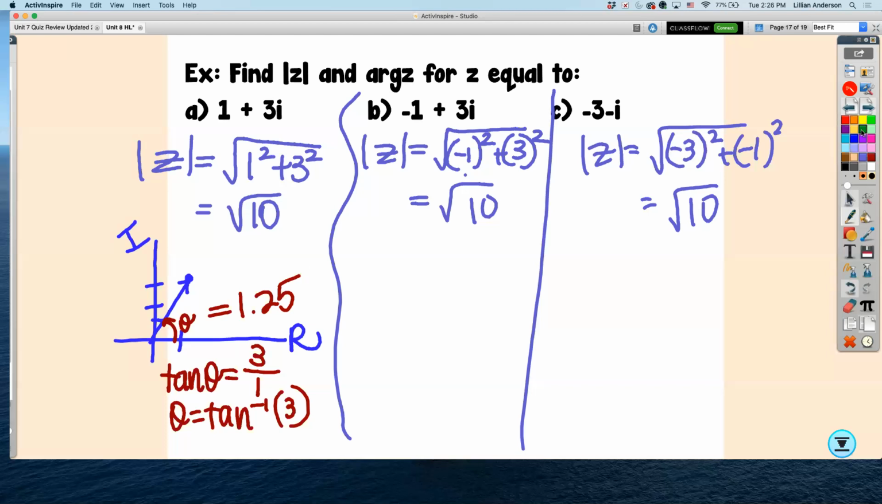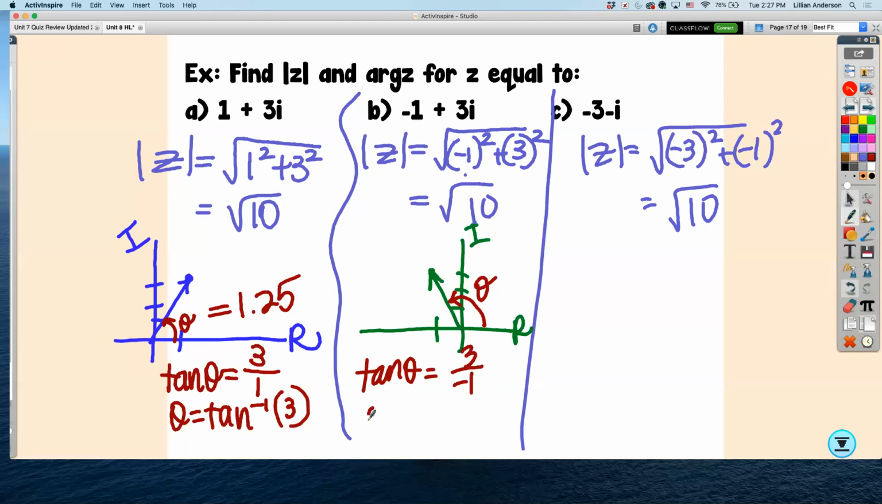And B, what quadrant am I in? Yep, the second, because my real is negative and my imaginary is positive. So the angle I'm going to be looking for is this one here. Again, tangent theta is equal to b over a. So theta is going to equal the tangent inverse of -3. What do you get? Can you do that?